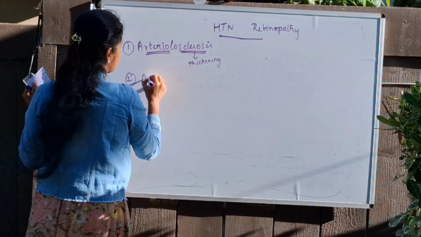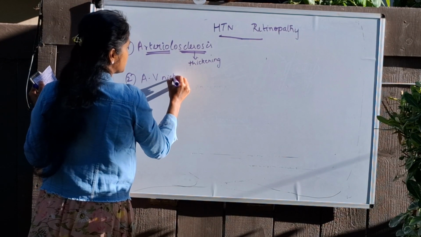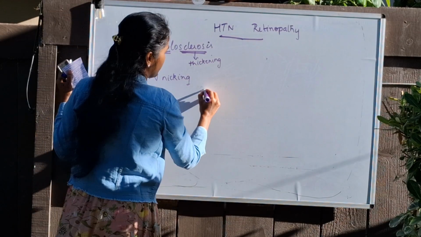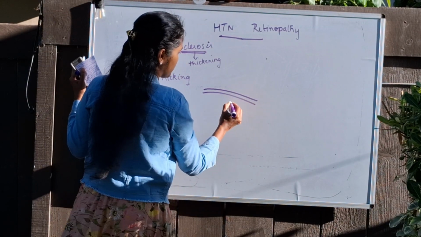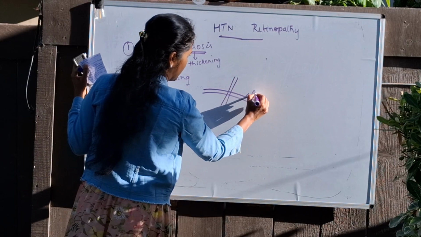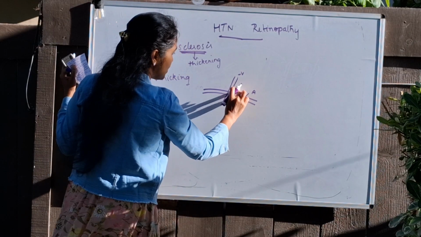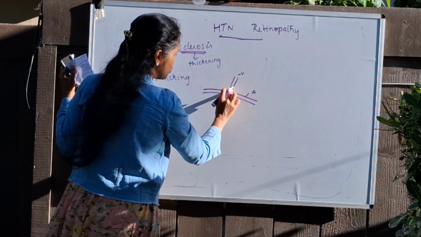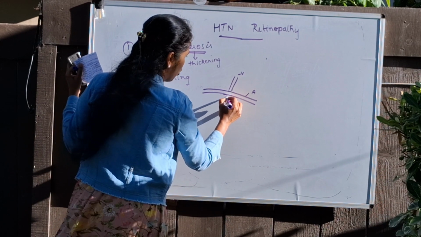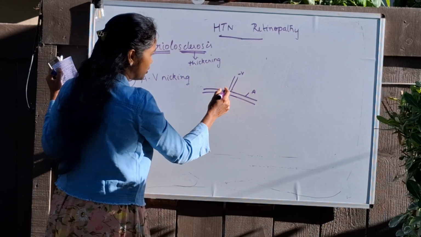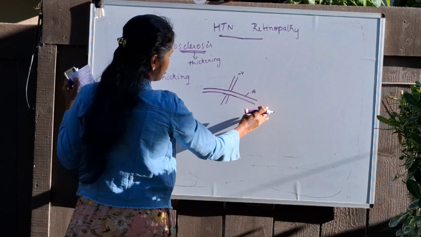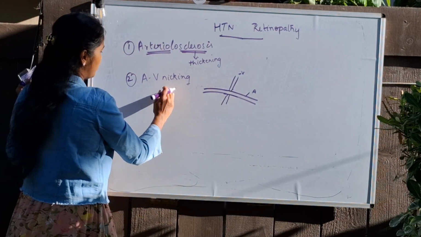The second one is AV nicking. What do you understand by AV nicking? Here, the arteries are sclerosed and become thick. When these arterioles cross the vein, since the arteries are so thick, the vein cannot be seen or is not appreciated. In other words, it looks as if the vein is being nicked or cut where the arterioles cross the veins. This is known as AV nicking.